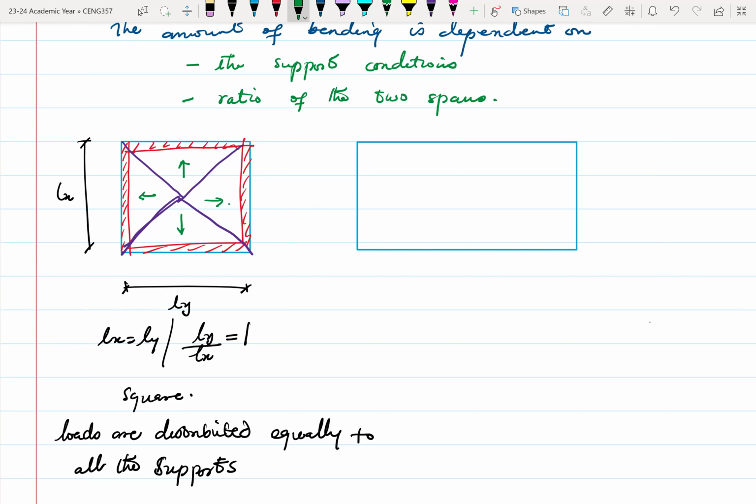Then here, let me just use the black. So this is our ly, and here we have our lx. So ly over lx is more than 1, but it's also less than or equal to 2. Let's put it into this frame so that it still falls within the fact that it is spanning in two directions. Okay.